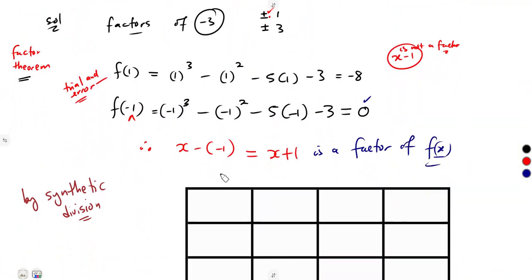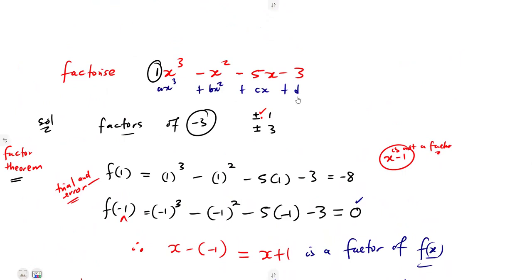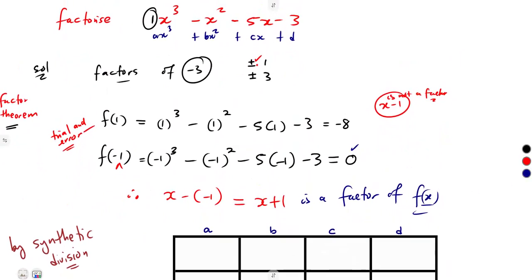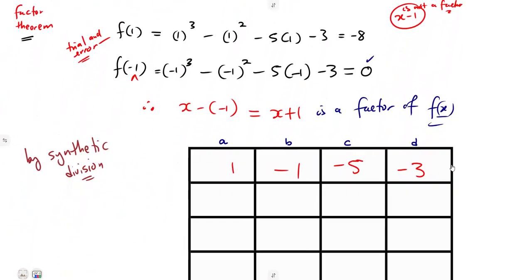All right, so you list them this way. This is your A, this is your B, this is your C, this is your D. These are the coefficients, or simply the constants, of our cubic expression. So A is equal to what? To 1. So in place of A, I'm going to put a 1. B is what? -1, the coefficient of x squared. Our C is what? -5, the coefficient of x. And D is the constant, which is -3. So this is how you apply your synthetic division.